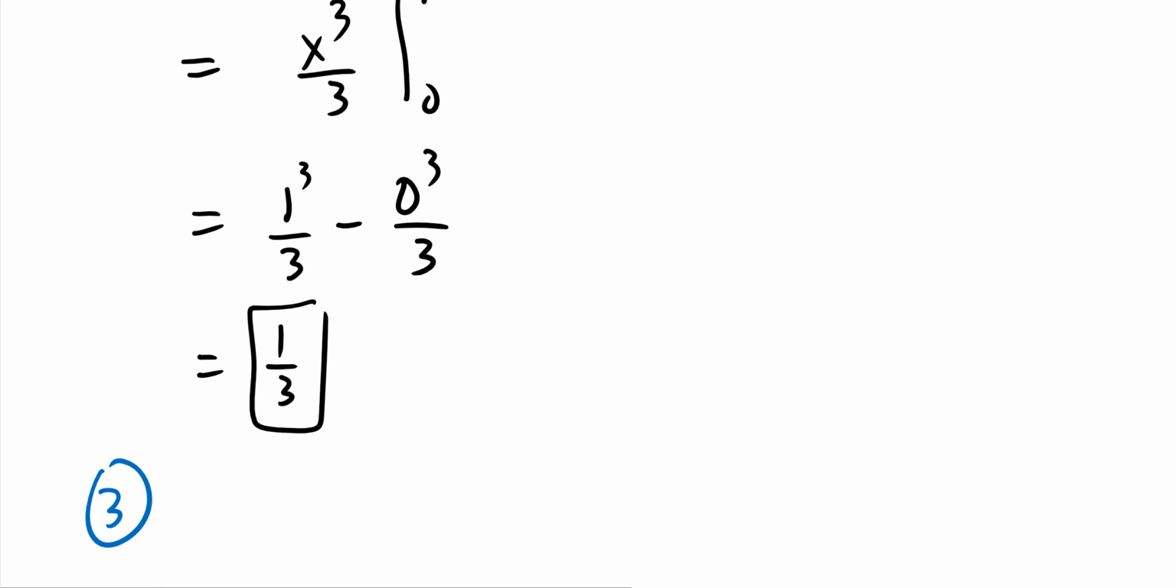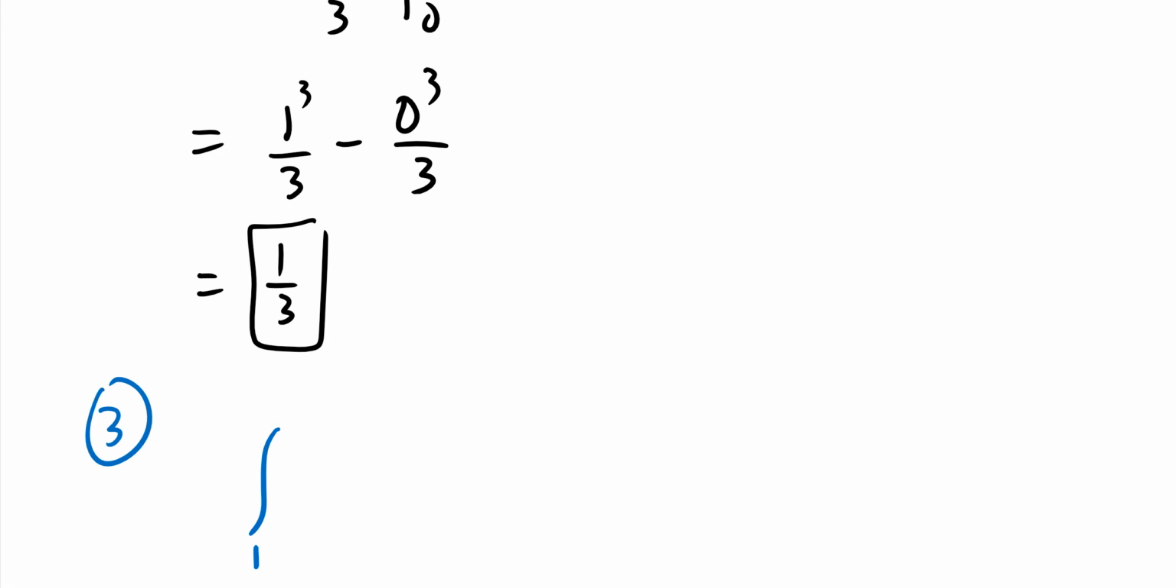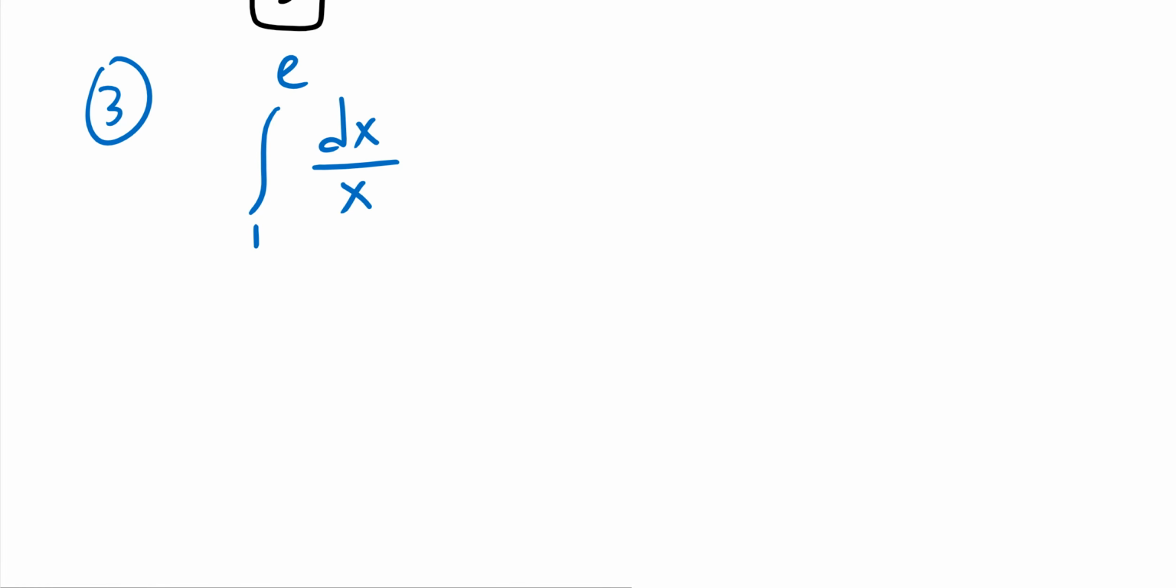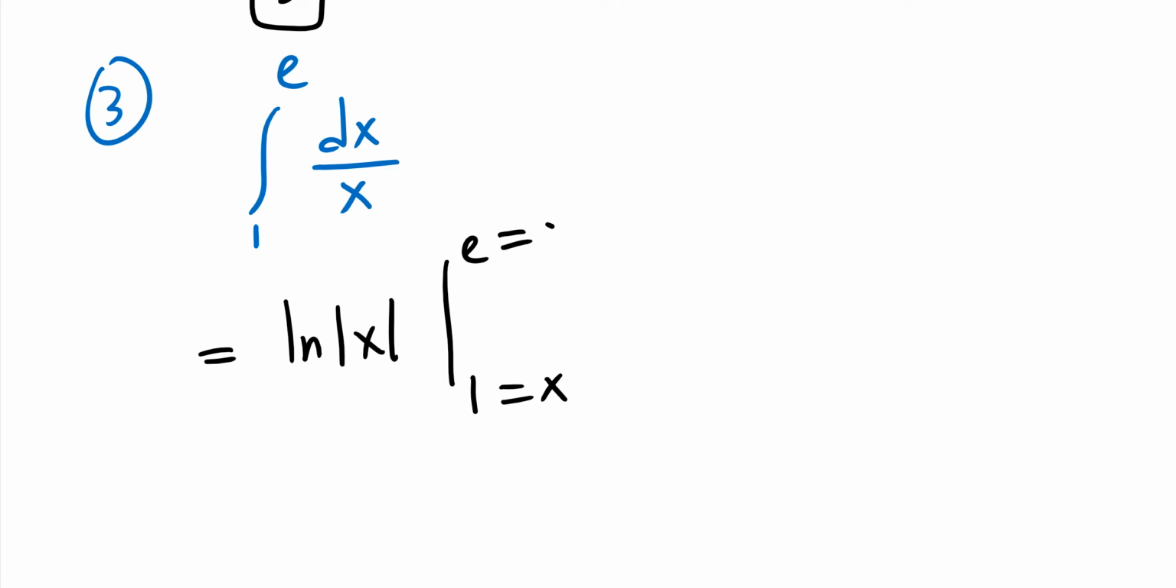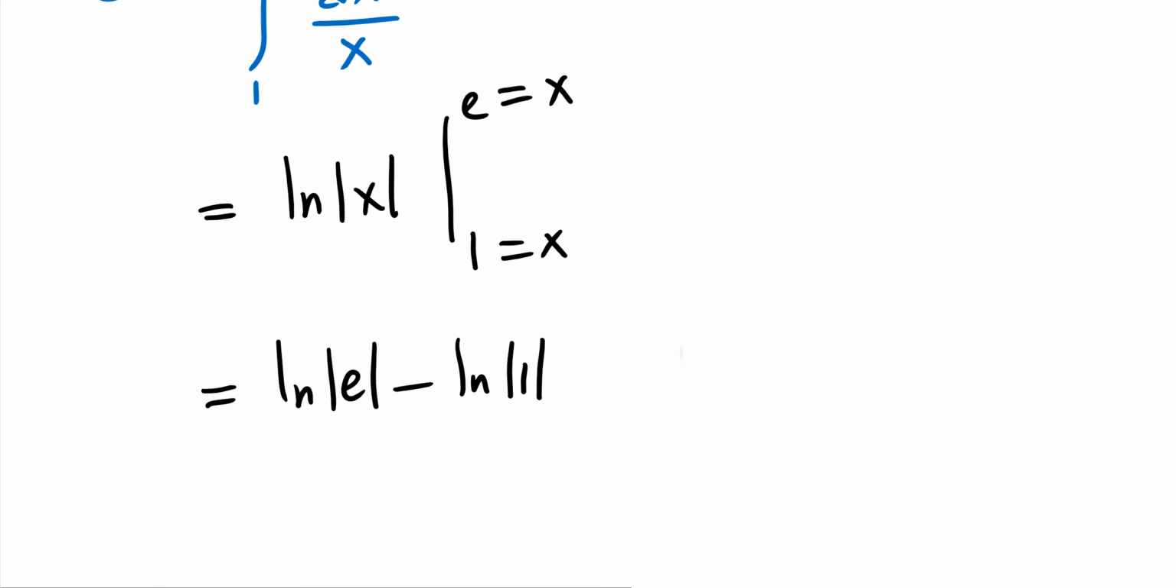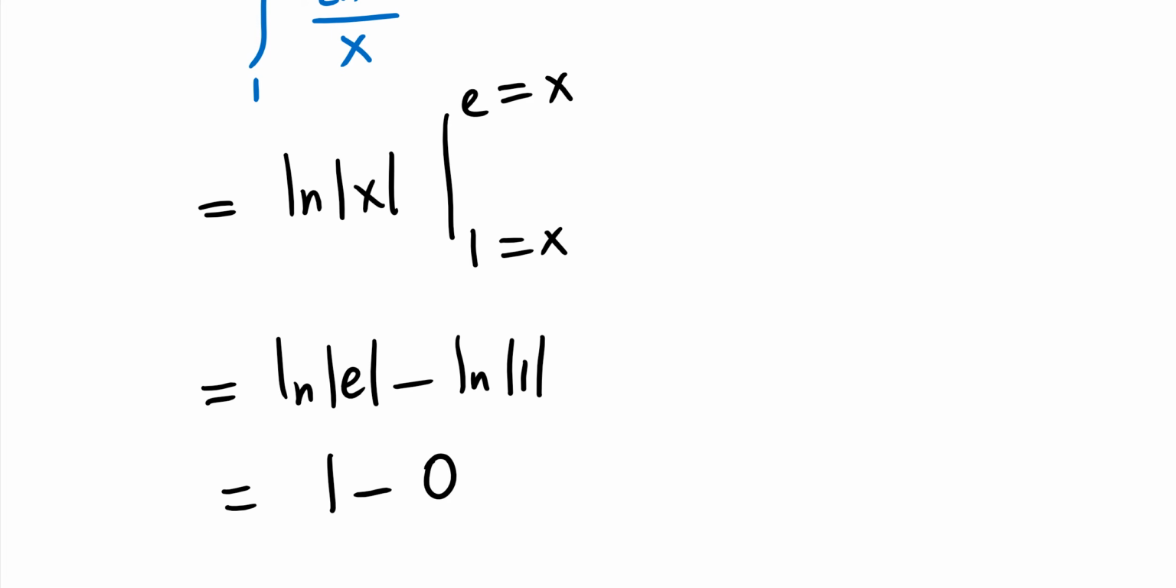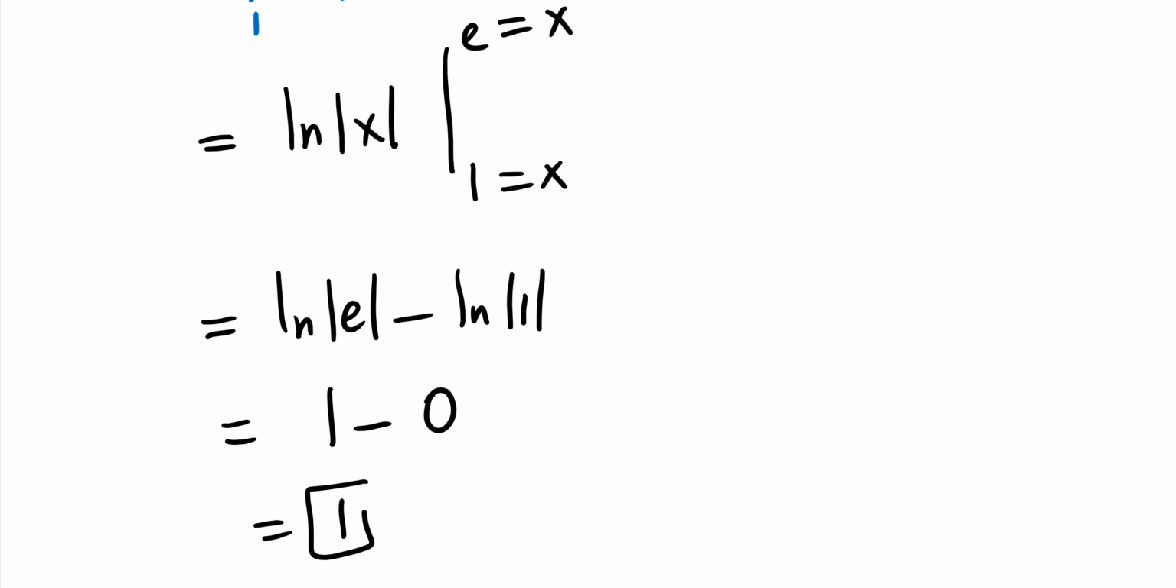Number 3. The integral from 1 to e of dx over x as another example. What do we get for this? The integral of dx over x is the natural log of the absolute value of x from 1 to e. From 1 means from x equals 1 to x equals e. We substitute the e first, then 1 next. ln of e is 1. ln of 1 is 0. So the answer is 1.